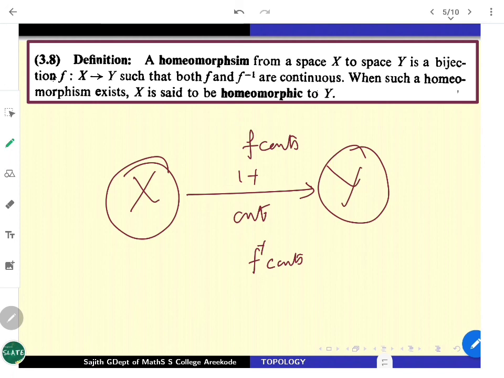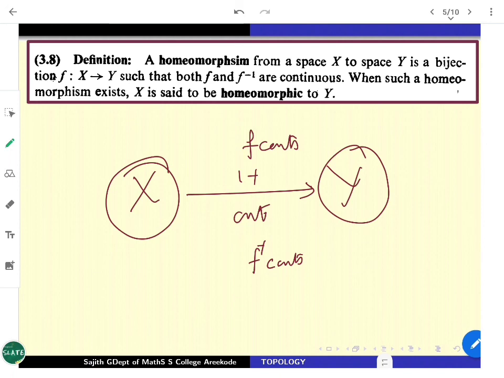So two topological spaces look alike whenever there exists a homeomorphism, which means a bijection where the onward journey as well as the backward journey are continuous processes. So they will carry all the topological properties well. That is what we are going to see next. So this is the fundamental notion of equivalence.